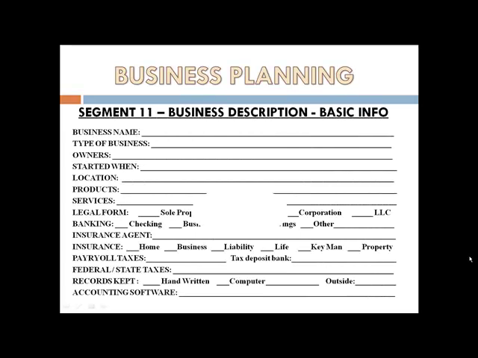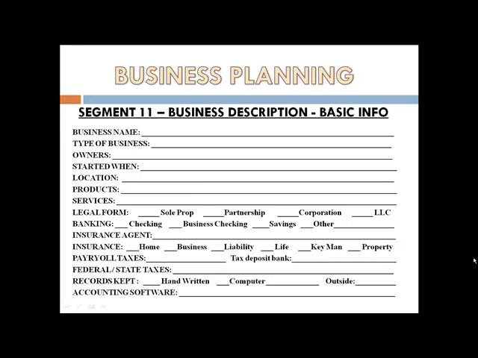Let's now go to the second part, basic information. This information is clear-cut, such as what is the business name, the type of business, who the owners are, when the business was started, where the business is going to be located, and what the products and services are that will be sold from the business. Likewise, legal information, such as whether the business is going to incorporate or remain a sole proprietor, as well as who the banking entity will be and what kind of services will be required from that bank.